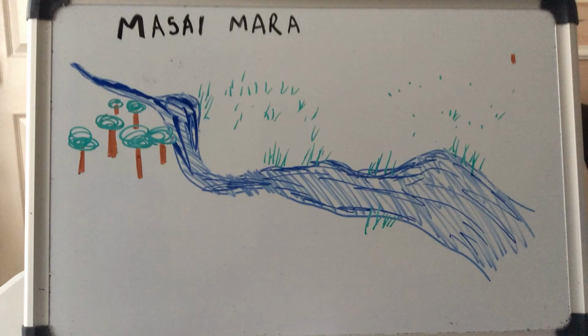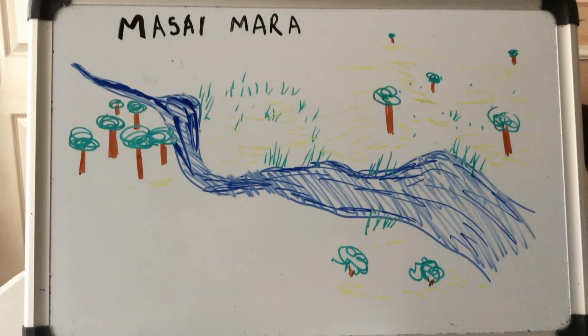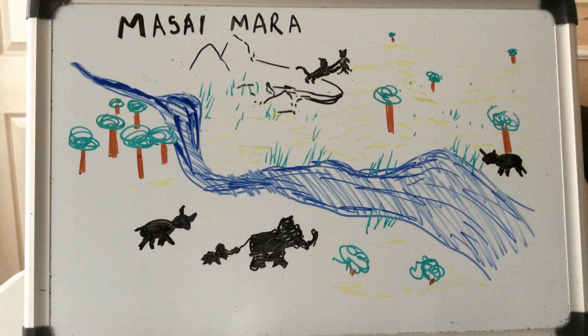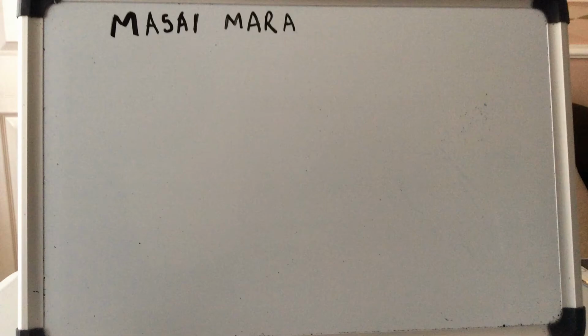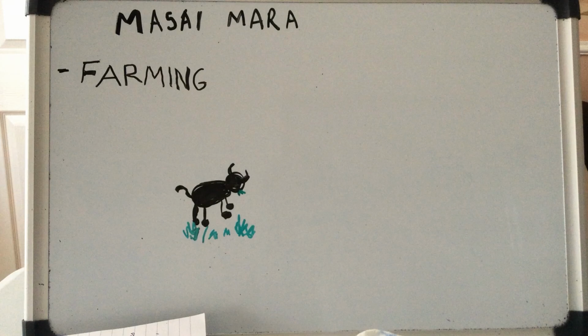The Masai Mara is a national reserve in Kenya, primarily a savanna ecosystem, and has regions of grasslands and woodlands as well as open plains, and is home to a wide range of mammals. Traditionally, the Masai Mara has been used by local tribes for livestock grazing.